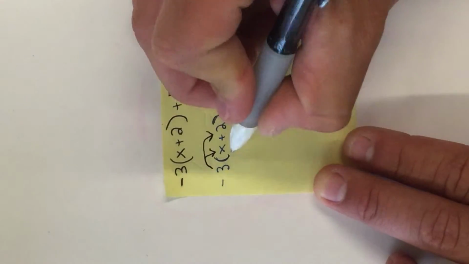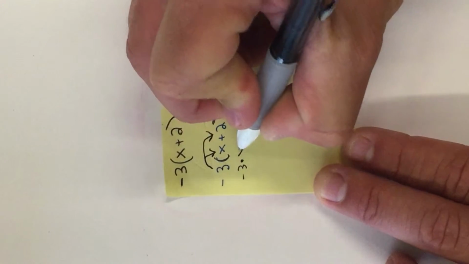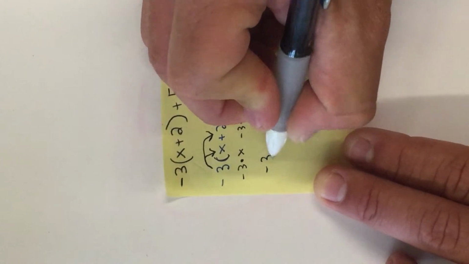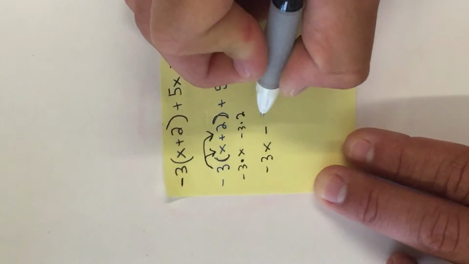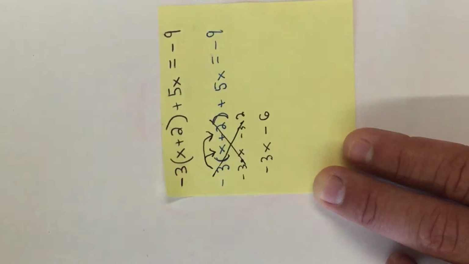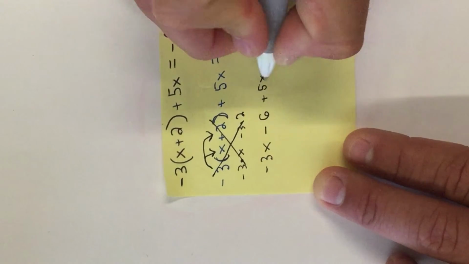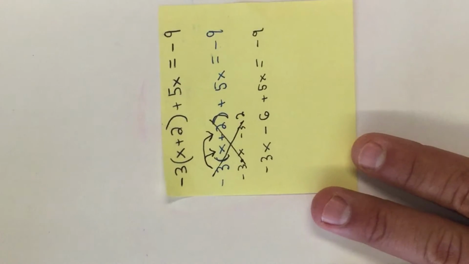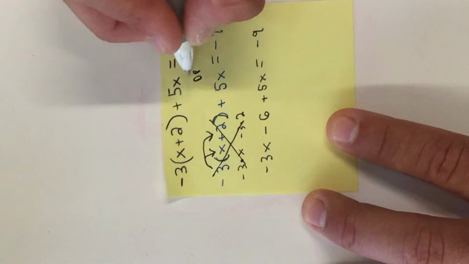So we distribute in the negative 3. That means negative 3 times x. We also do negative 3 times 2. We get negative 3x minus 6. That is all then done with. Plus 5x equals negative 9. Now, we just did the DP, the distributive property.